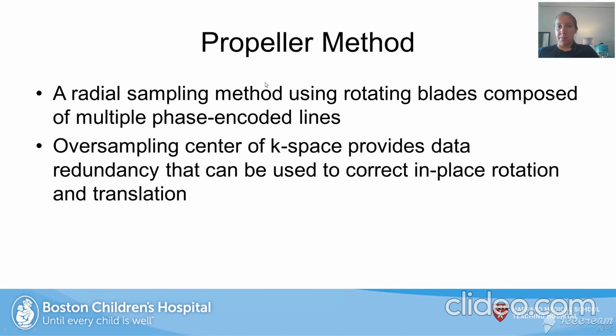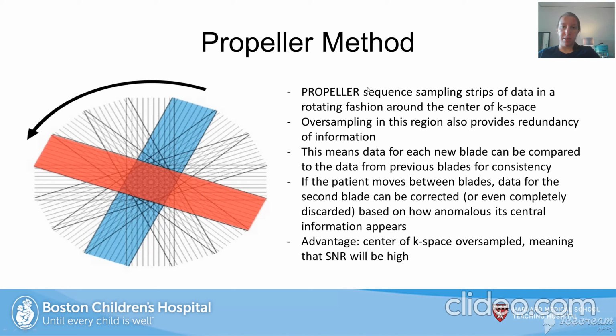There's also a technique called the Propeller Method. It's a radially sampled method using rotating blades composed of multiple phase encode lines. The oversampling of the center of K-space provides data redundancy that can be used to correct in-plane rotation and translation. So basically, every time you gather that signal, it helps you determine if there was any motion that occurred that you can correct for.